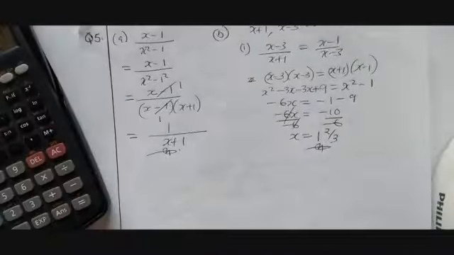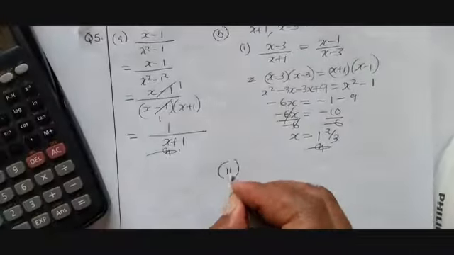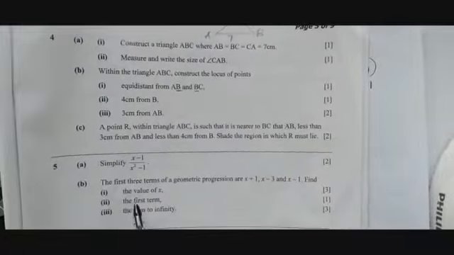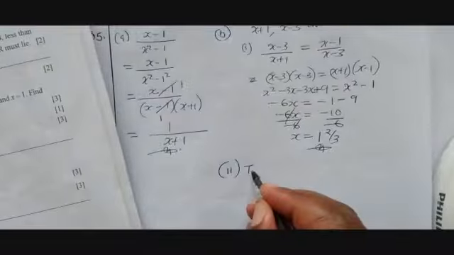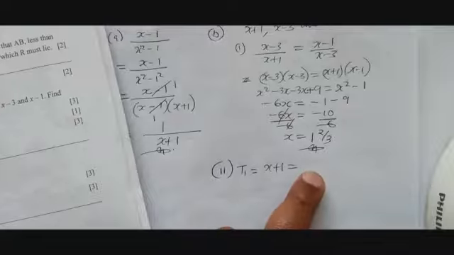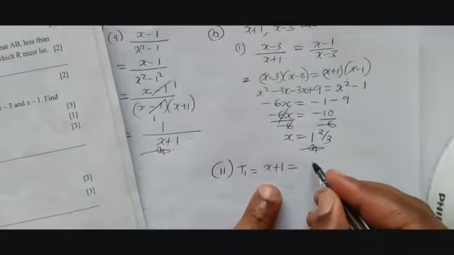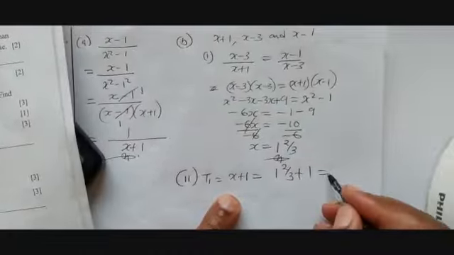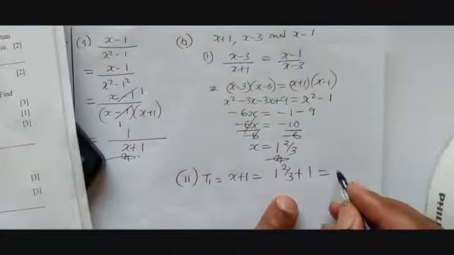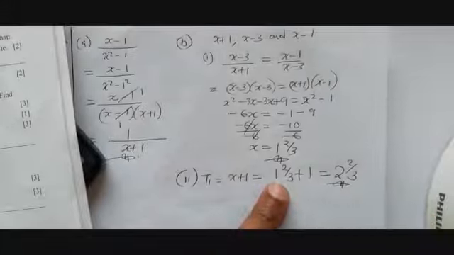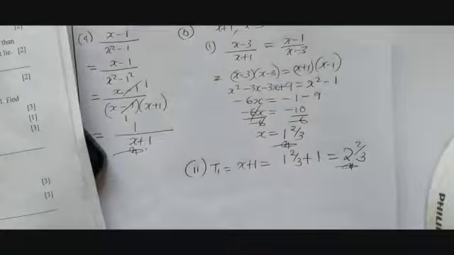Okay. We go to Roman numeral 2. Let's find the first term, which is T1. T1 is x plus 1, and what is our x? Our x is 1 2/3 plus 1. In this case, just say, what is 1 plus 1? It is 2. Just add this, then you maintain 2 over 3. This one is your answer. 1 plus 1 is 2, then you maintain this.